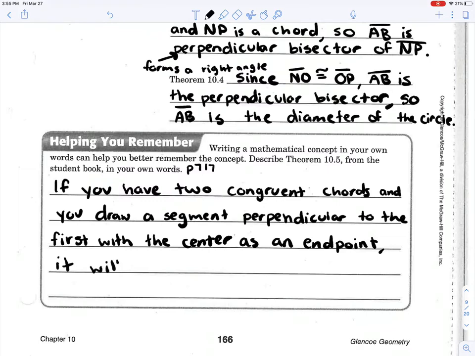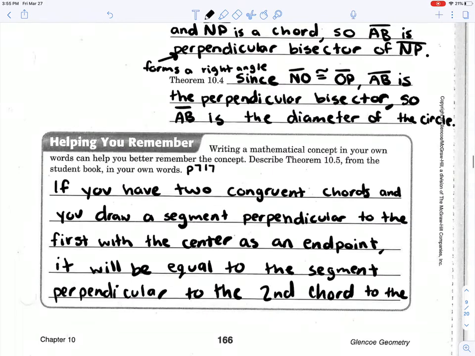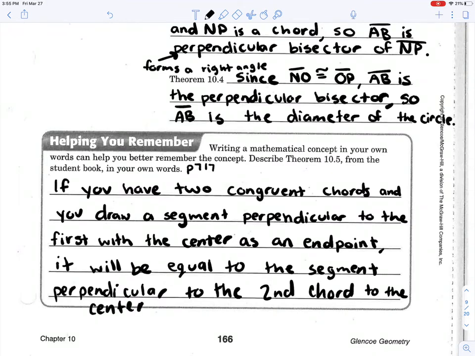Then I can make this statement that it will be equal to the segment perpendicular to the second chord to the center. And again, they have a nice picture drawn out there if you would like to copy it on your notes as well.